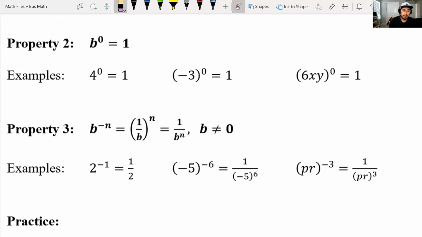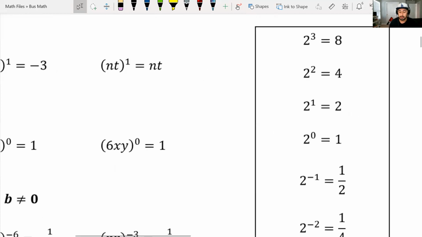Excellent. So here are your examples down below. 2 to the negative 1 is 1/2. Negative 5 to the negative 6 is 1 over negative 5 to the positive 6. And PR to the negative 3 is the same as 1 over PR to the third. That's how you use the negative exponent rule. Of course, we're only showing the rules. If we need to do further simplification, we will, but that's what these notes are for. Let's get used to the rules first.